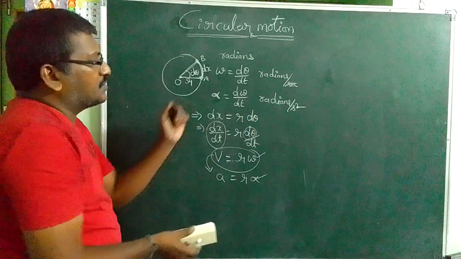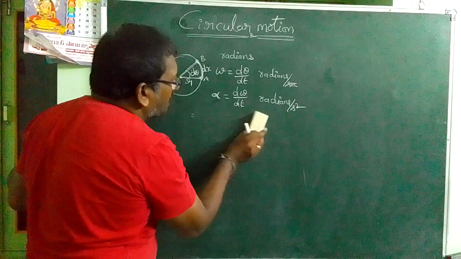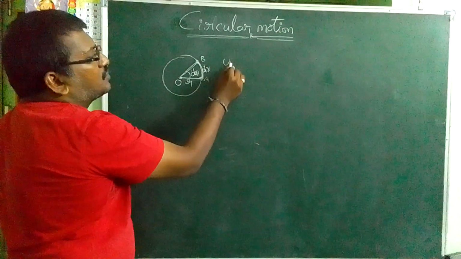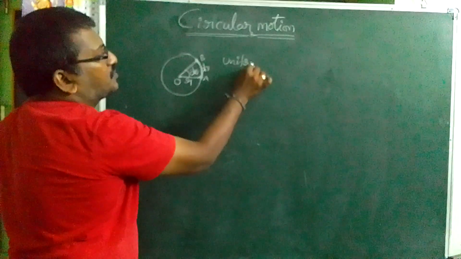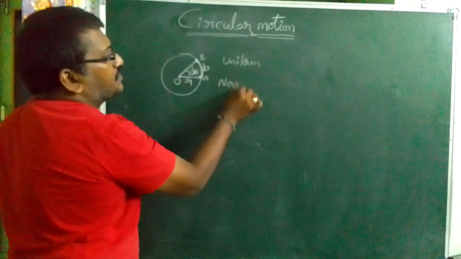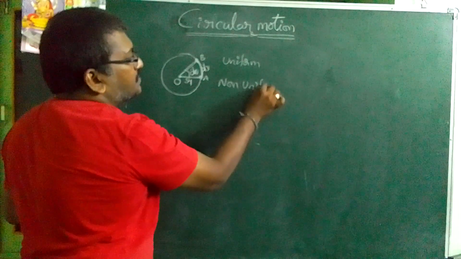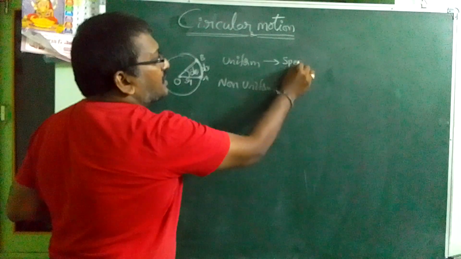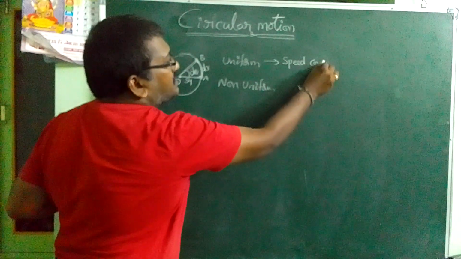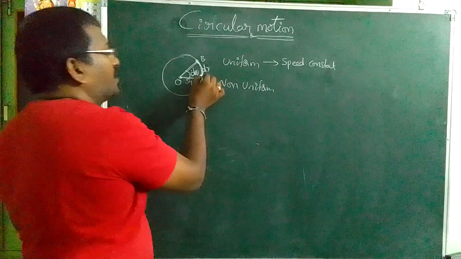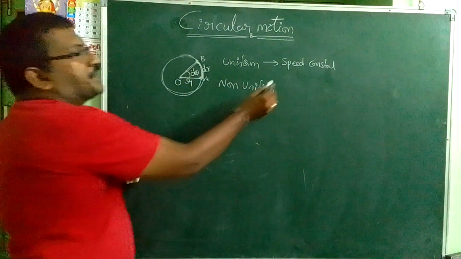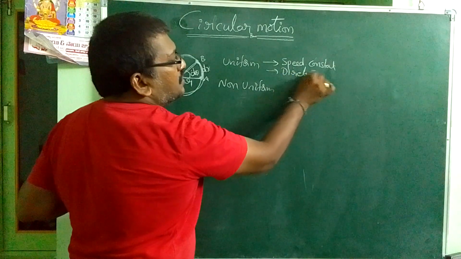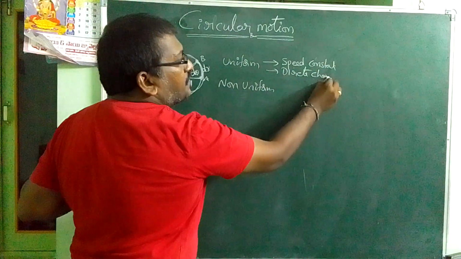Now I am going to discuss uniform circular motion and non-uniform circular motion. In circular motion we have two types: uniform circular motion and non-uniform circular motion. Uniform circular motion means the speed, I am not saying velocity, the speed of the particle is constant. When a body travels in circular motion, its speed remains constant but its direction changes from point to point.